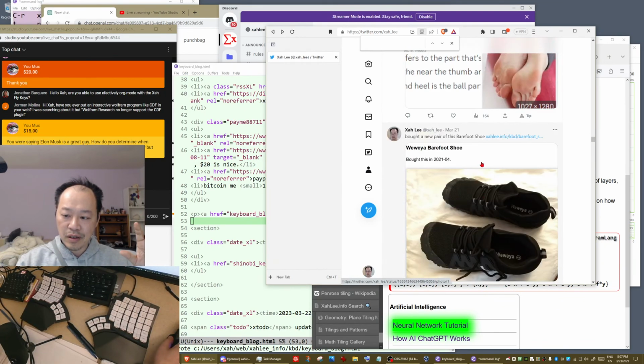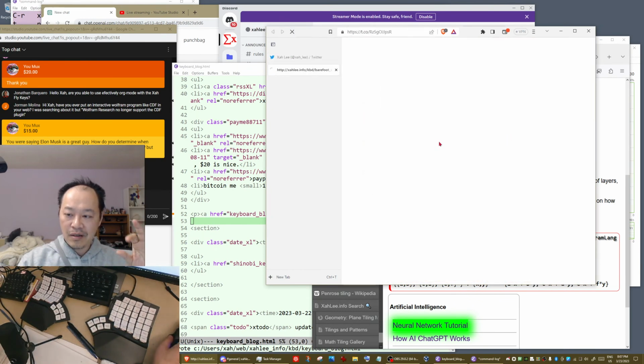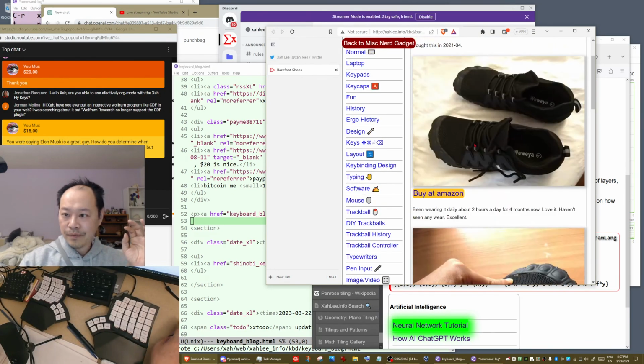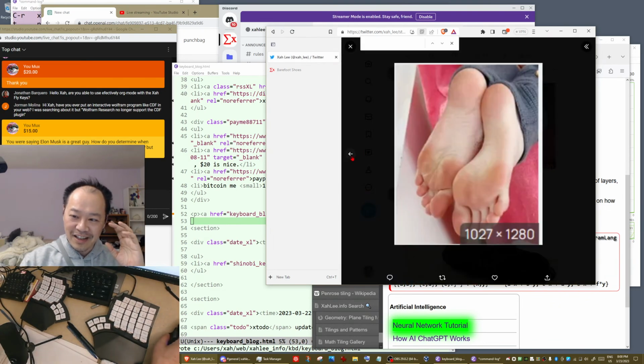And by the way, I bought a new flat shoe. This is healthy. You can go check out my Twitter and you can see my website about this shoe. And by the way, feet. Oh, hot, sexy, hot.